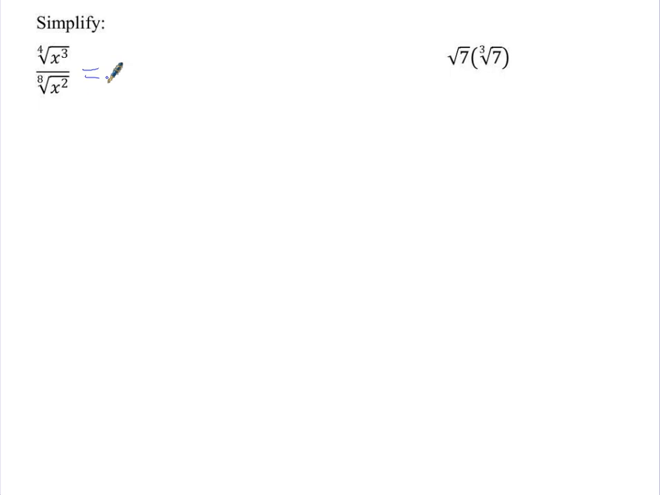I'm going to convert the 4th root of x to the 3rd to a rational exponent. What will it be? x to the 3/4 divided by x to the 2/8, but 2/8 reduces to 1/4. So now I'm dividing like bases. What do I do with my exponents? I subtract them. So that gives me x to the 3/4 minus 1/4, which is x to the 2/4, which is 1/2.